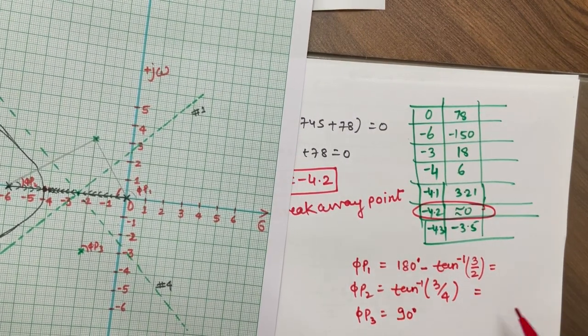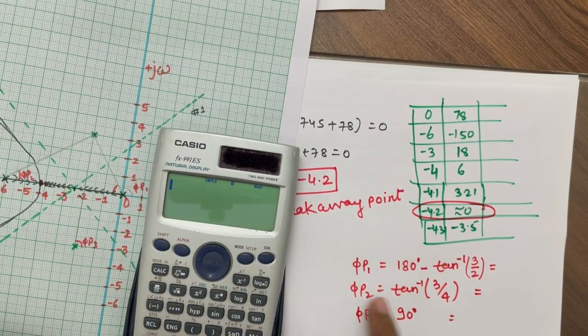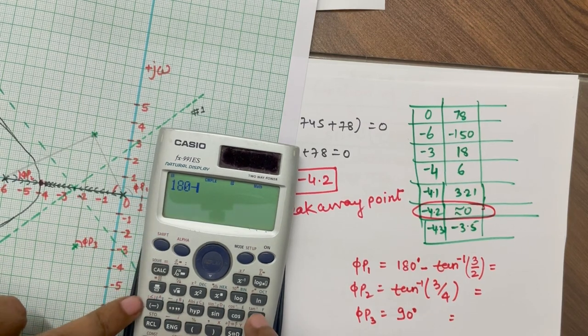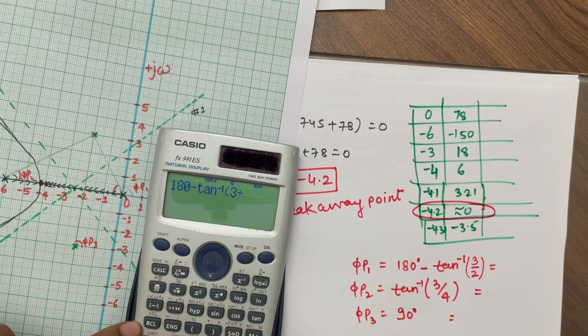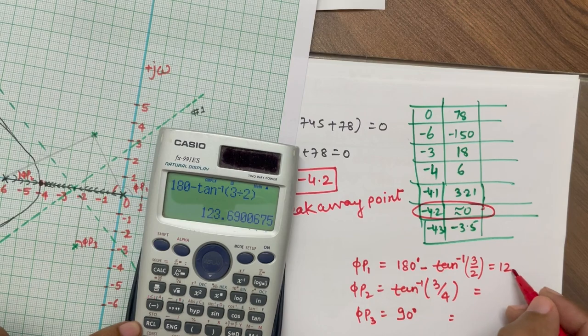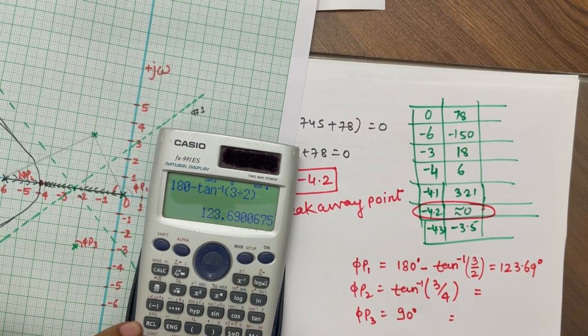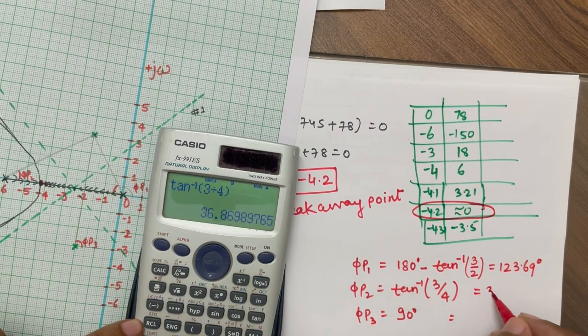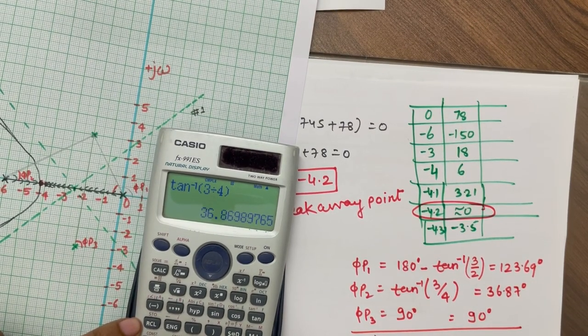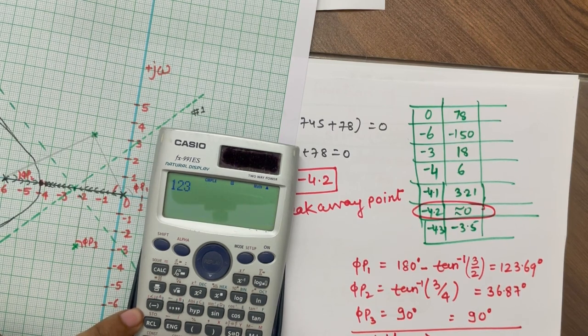So we are going to calculate all the angles in degrees. So the first angle will be 180 minus tan inverse 3 by 2, and this is 123.69 degrees. The second one is tan inverse 3 by 4, and this is 36.87 degrees. And then the third one is 90 degrees. Add. If you add all the angles, what we get is 123.69 plus 36.87 plus 90. The sum is 250.56 degrees.